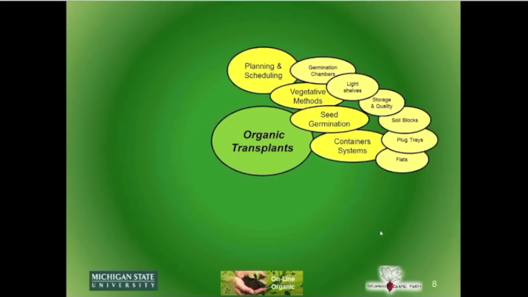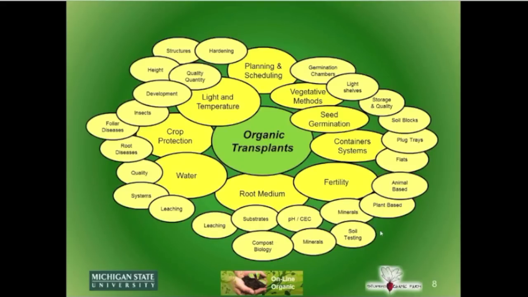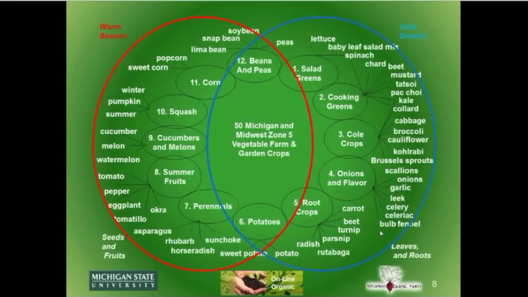We start out talking about planning and scheduling and different propagation methods, including seed storage, and then we talk about container systems and how we grow. A big part of the course is the water and root media fertility, which is what we're focusing on today, but we also go into a lot of information about crop protection, as well as understanding how to manage the greenhouse environment to have the proper light and temperature conditions. So we're just going to focus on the lower part of this today.